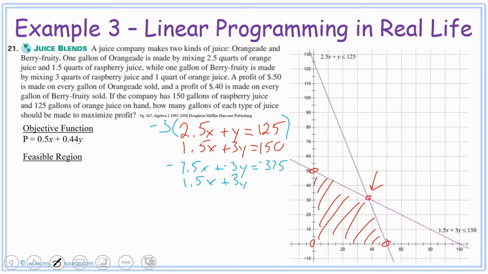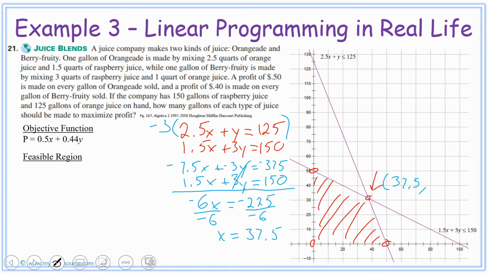And because the signs are opposite, we can just add them at each row together. And so -7.5 plus 1.5 is just going to take us to -6. And these will cancel. And so -375 plus 150 is going to give us -225. And then we divide both sides by -6, and we'll get x is equal to 37.5. So that means our first x is 37.5.